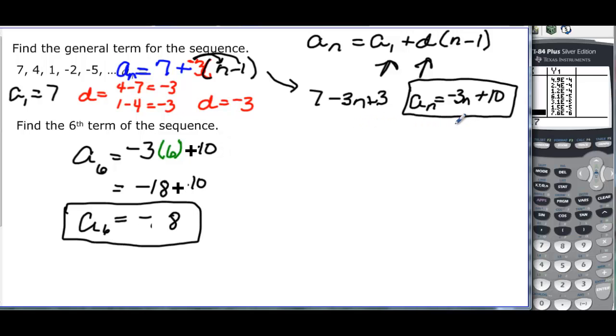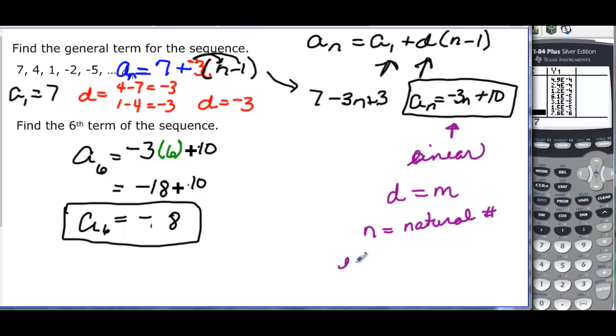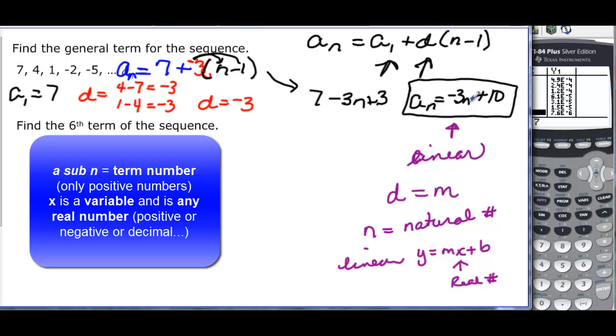You may notice that when you look at these general terms, they look very linear, and that common difference is actually equivalent to the slope of a line. Now, I want you to understand something, that n is a natural number. And in linear, this would be y equal mx plus b, and x is a real number. Okay? A sub n is like my y, and n is like my x. But this is just a term number, and this n is not all reals, it's just natural numbers.